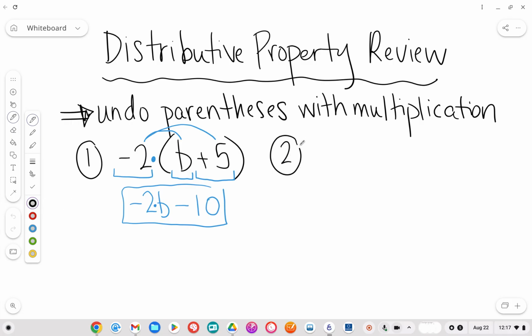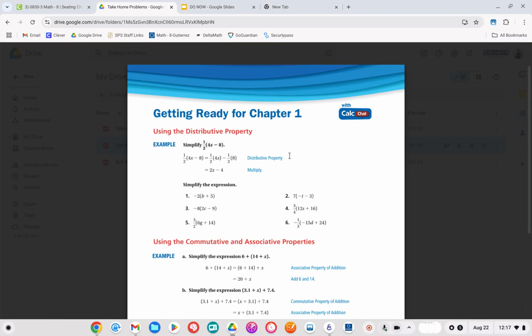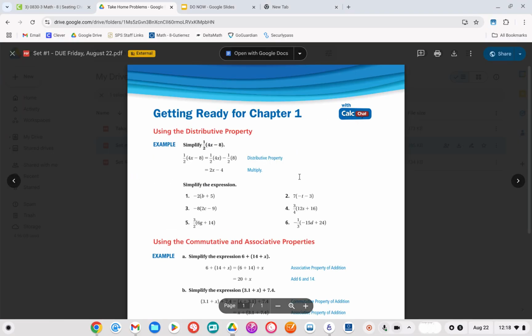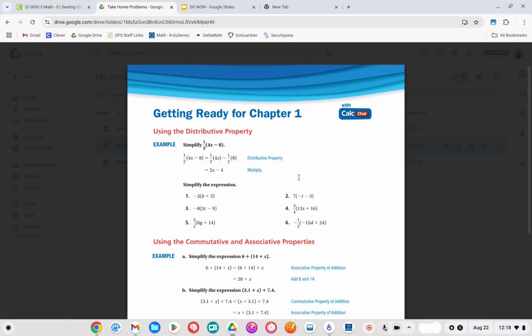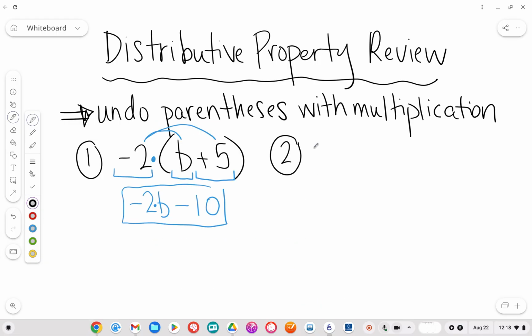All right? And if you would like, on this video, you could always pause it, and then you could work it yourself to see if you got it right, and then check your answer and watch the video. That would be a great way to use this as a learning tool. So number 2, we've got 7 times the quantity -t minus 3.